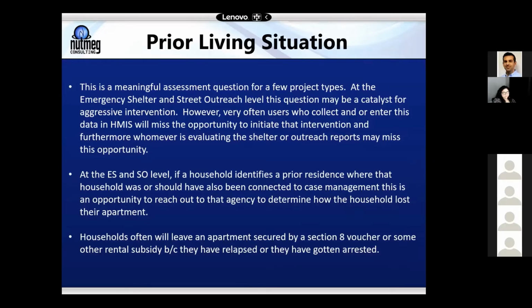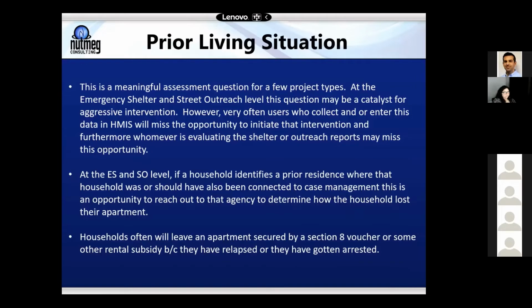Often individuals, especially individuals dealing with substance abuse and mental illness, will leave an apartment because they think they've broken the rules and they're going to be evicted anyway, so they just don't go back. They may have gotten arrested, they may have gone into treatment, or they may have had an altercation with another resident in the apartment building, and to avoid the conflict, they just don't go back.